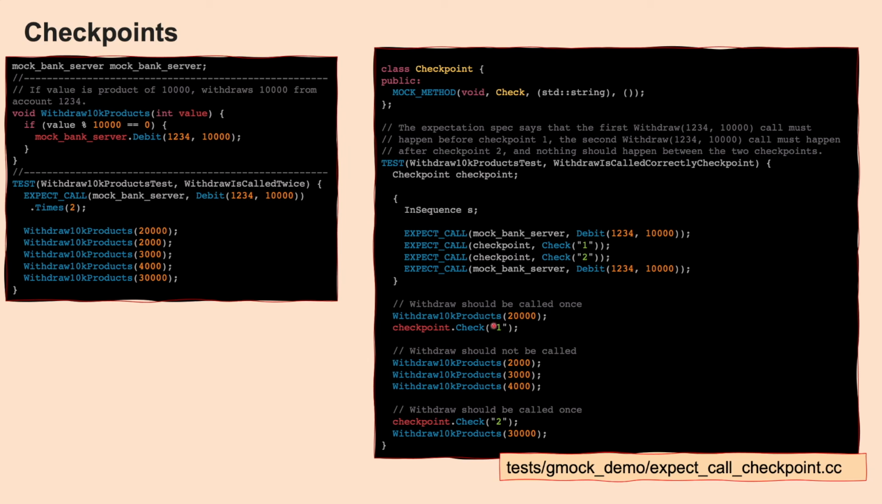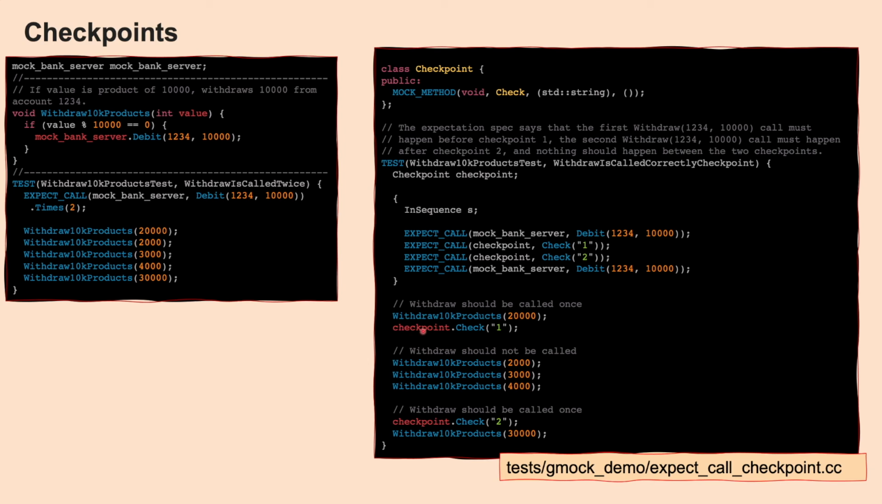So in this call, because the parameter is divisible by 10,000, debit should be called, and then we call checkpoint 1, so this is also satisfied, and then these 3 should not call debit because the parameter is not divisible by 10,000, so this sequence of the calls is still satisfied by mentioning that nothing should be happening between these two checks. And finally, after this, checkpoint 2 should be called, and then this withdraw function is called again with 30,000, which then calls debit function to be called.